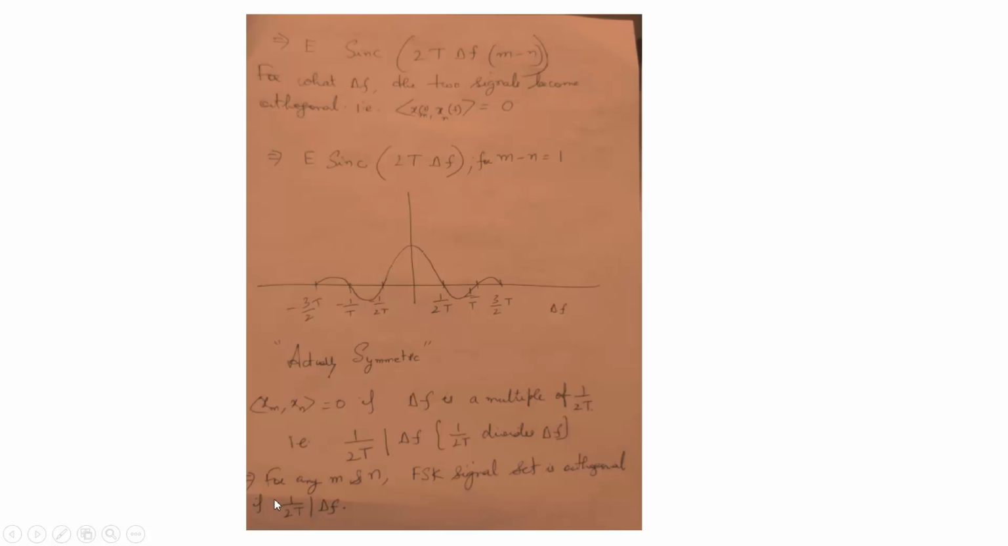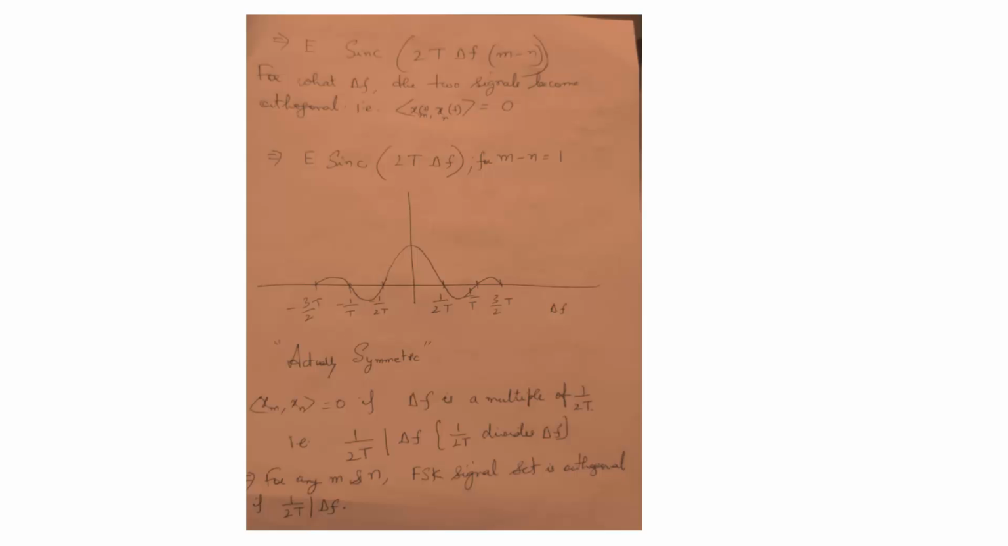What is the meaning of this 1 by 2T? If delta f is being divided, 1 by 2T is the factor to divide this delta f frequency. Delta f is the frequency shift that we will take to design a frequency shifting signal set, the FSK signal set.